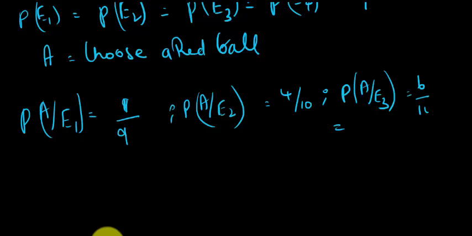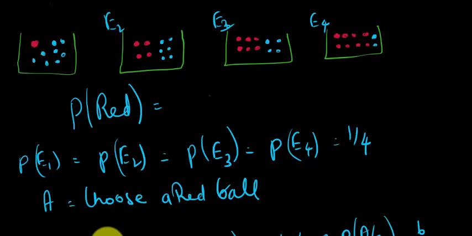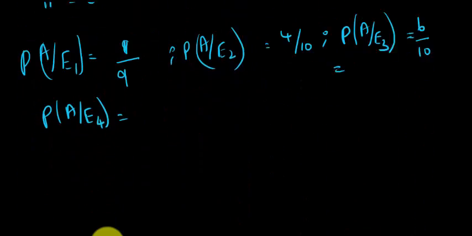6 out of 10. And at the last, I have probability of A given that E4 has occurred, which means I've chosen the last bag. What is the probability there? Let's check that. I have 8 by 10.